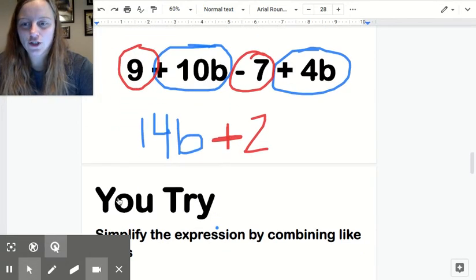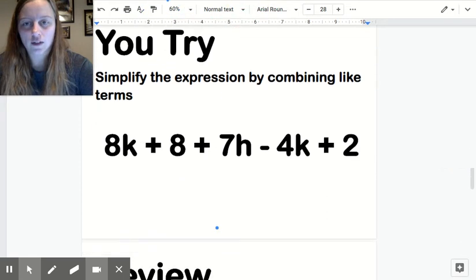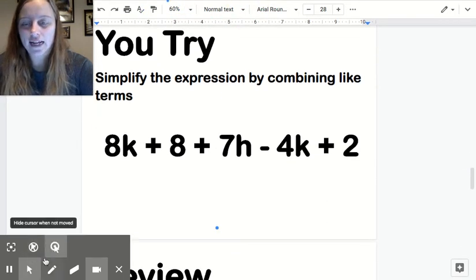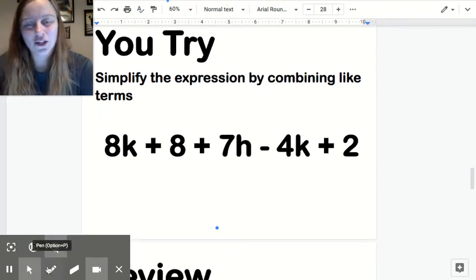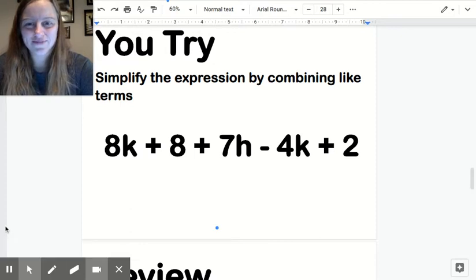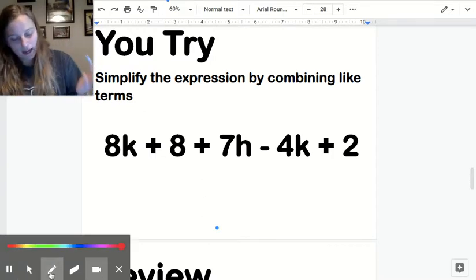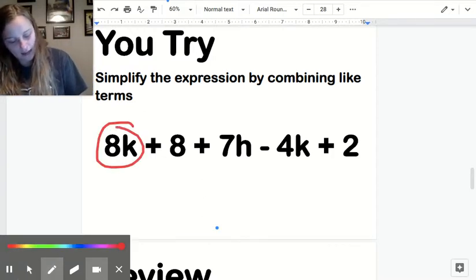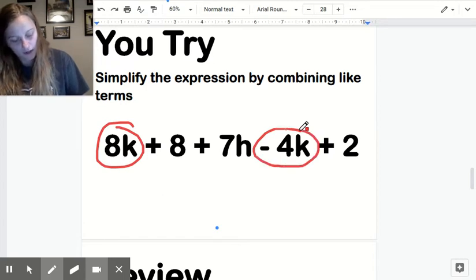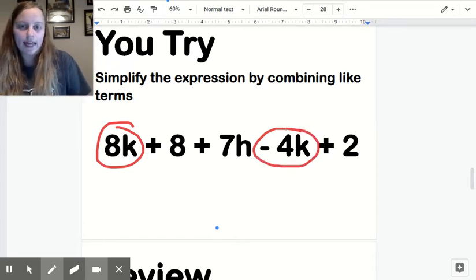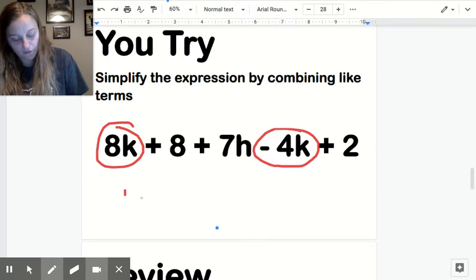Go ahead and you try this one as well. It's a little bit longer here. Combining those like terms. We'll pause the video while you work. All right, so in my pink, I'm going to circle all the k's. I have an 8k and a minus 4k. Well, 8k minus 4k is going to give me 4k.